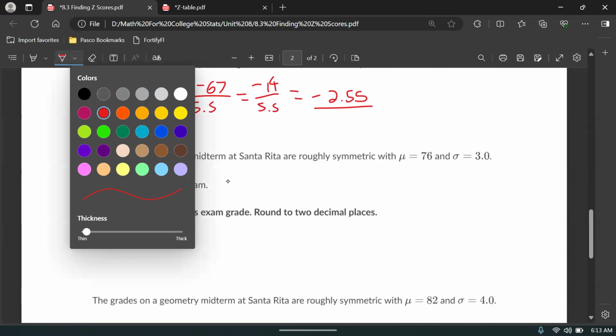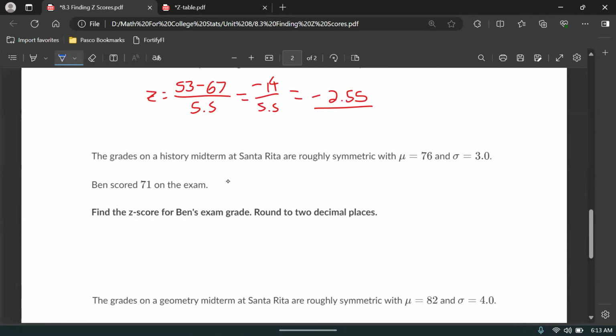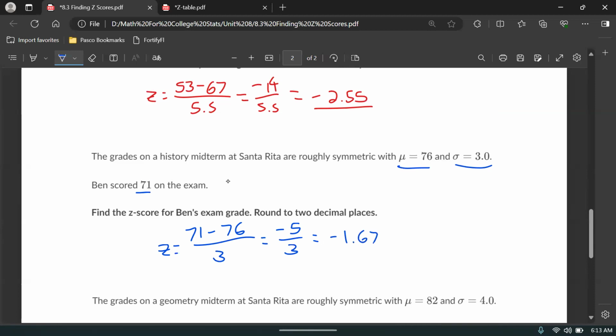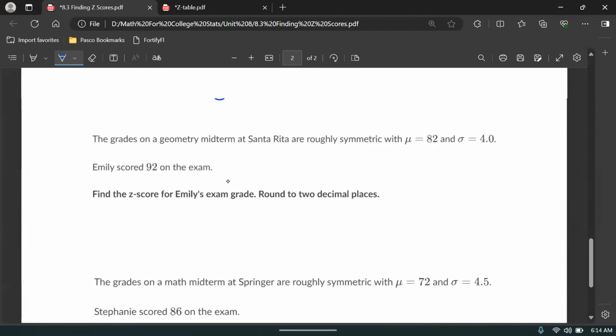All right, so again, let's try it on this one. The grades on the history midterm at Santa Rita are roughly symmetric with a mean of 76 and standard deviation of 3.0. Ben scored a 71. What's his z-score? So we have z equals 71 minus the mean, which was 76, divided by the standard deviation, which was 3. So this would be negative 5 over 3. And negative 5 divided by 3, of course, equals negative 1.67. That's their z-score.